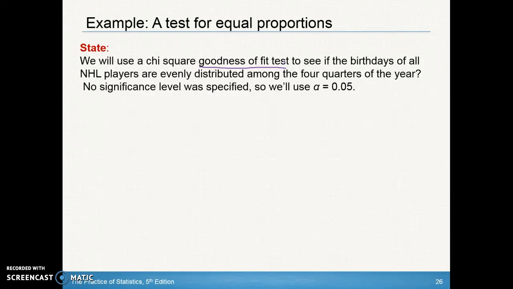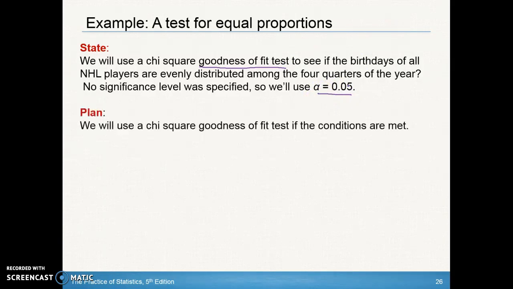Since no significance level was specified, we're going to use 0.05, and remember that's what you always use if nothing is given. Okay, so that's our state. Now let's do our plan. We've already stated that we're using a chi-square goodness of fit test. You only need to do that once.